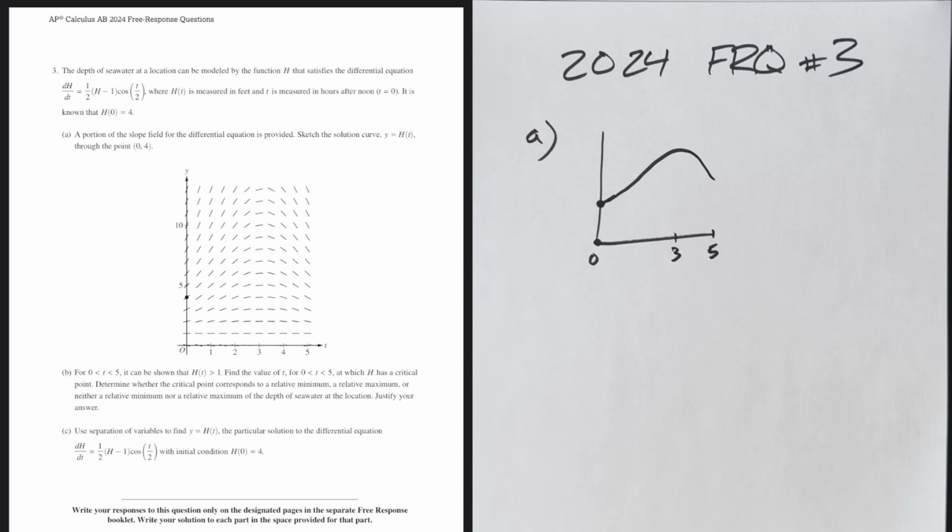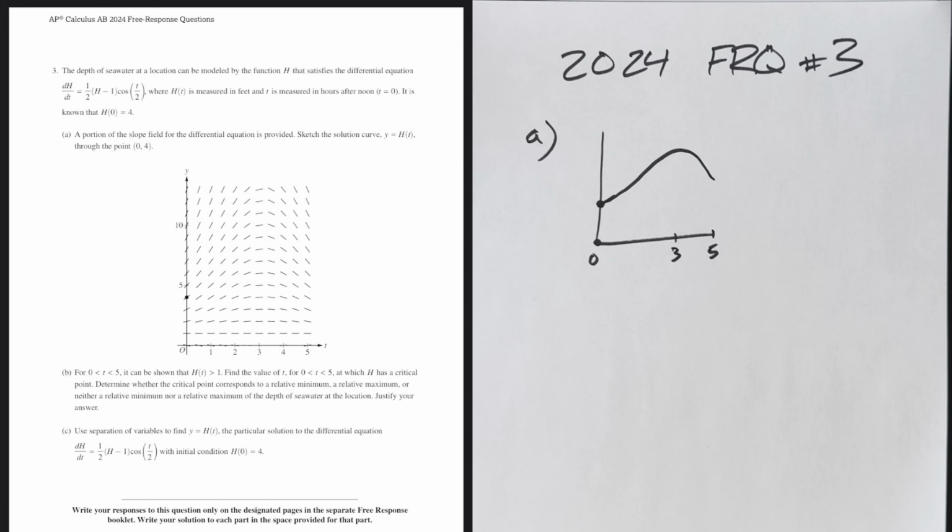All we do is try our best to follow the lines, and that will give us a solution curve. There are infinitely many solutions to a differential equation, but when we pass through a specific point, there is only one solution. So that is part A.